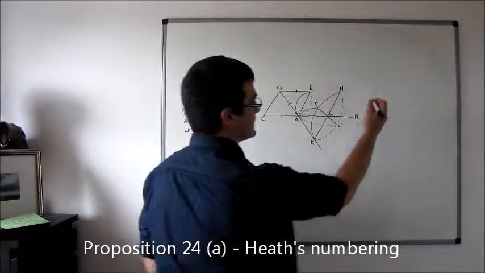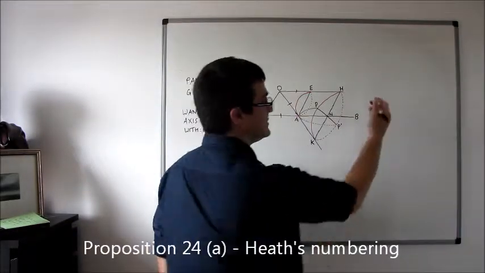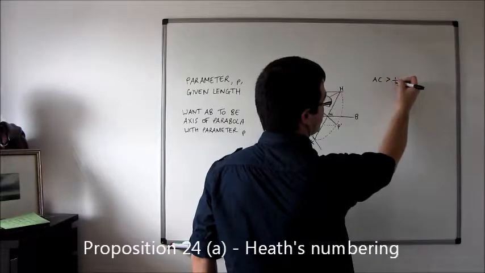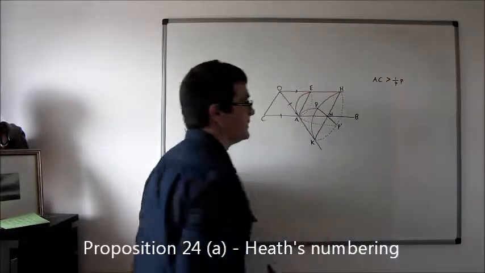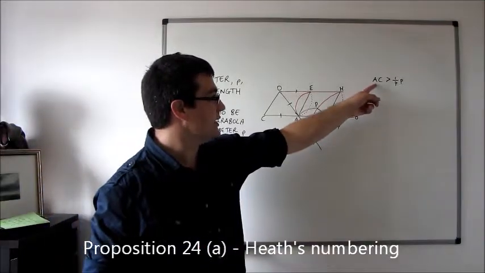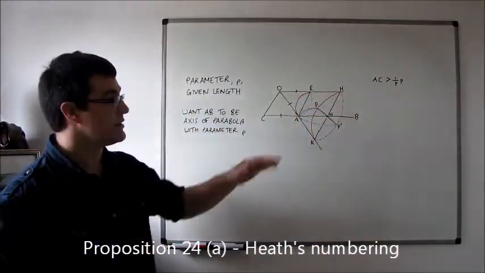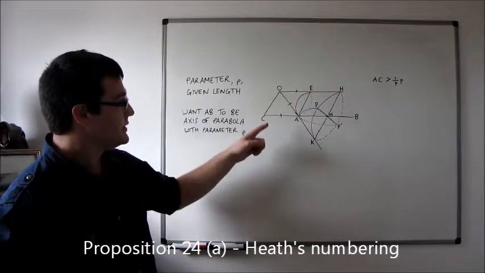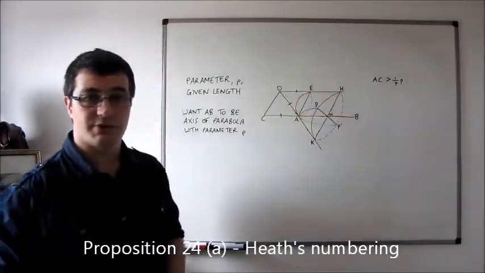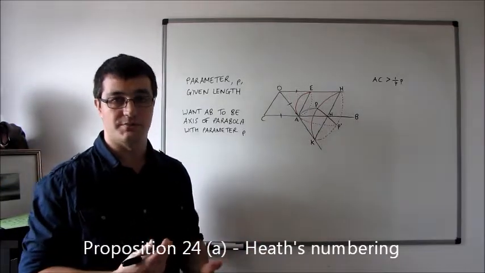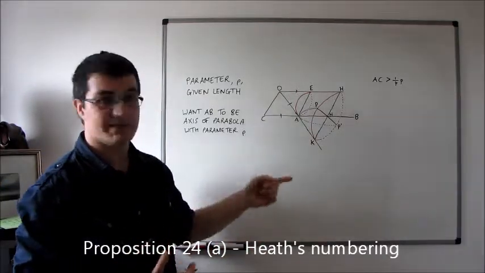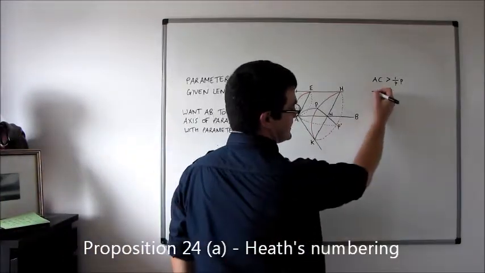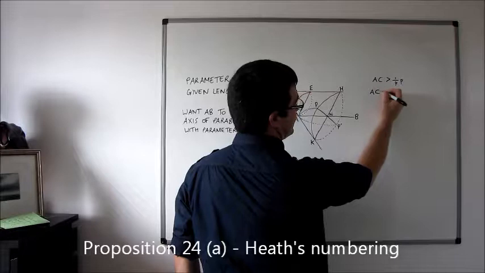So we're going to choose C in such a way that AC is greater than a quarter P, and why that choice has been made is going to become clear in a couple of minutes. And then what we're going to do is find a mean proportional between AC and P. So we're going to use S as the mean proportional.